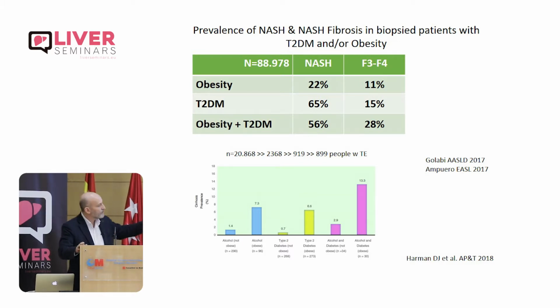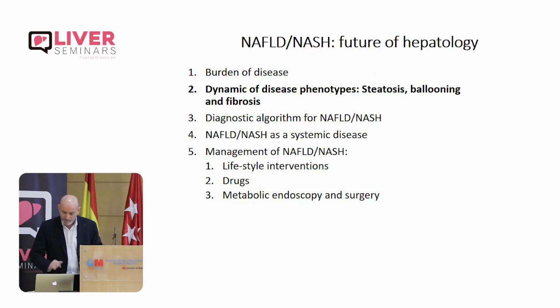Of course, if you combine, for example, type 2 diabetes and obesity, it's 6.6%. This is a cohort of patients belonging to the general population in which any patient suffering from liver disease was excluded, and this is the true prevalence. This is a large number of patients and a big problem.